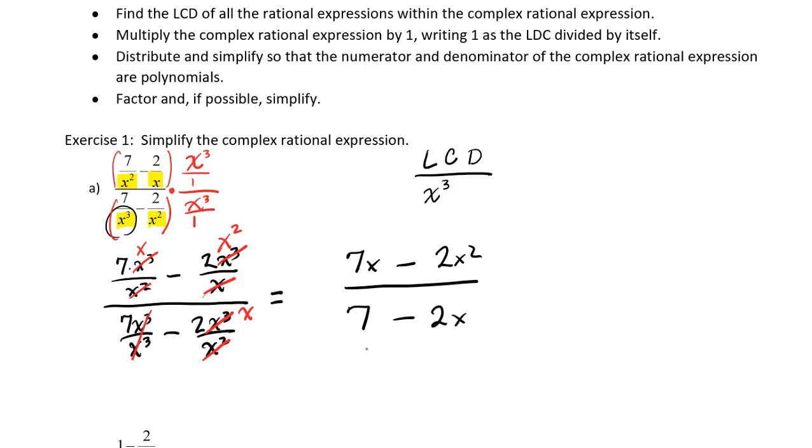Notice that this is not maybe quite done. We could factor out an x still in the numerator, so we have x times 7 minus 2x over 7 minus 2x. So the only thing that I'm left with is an actual x. So see how much reduced? You'd never know that to just look at it, but once you reduce it, it simplifies very nicely.